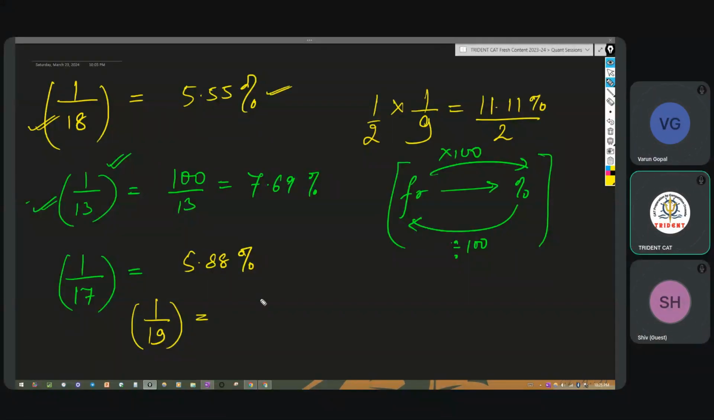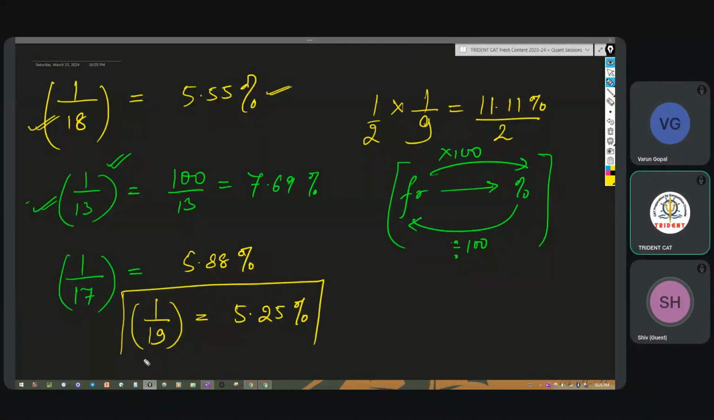You can use a calculator. 5.3. No, not 5.3. 5.55. No, not 5.55. 4.44. Not even 4. It is 5 point something. It's 5.26. Yeah, it is 5.26 exactly. But I would have remembered it like this, 5.25. And I'll tell you exactly why I will remember it like 5.25.